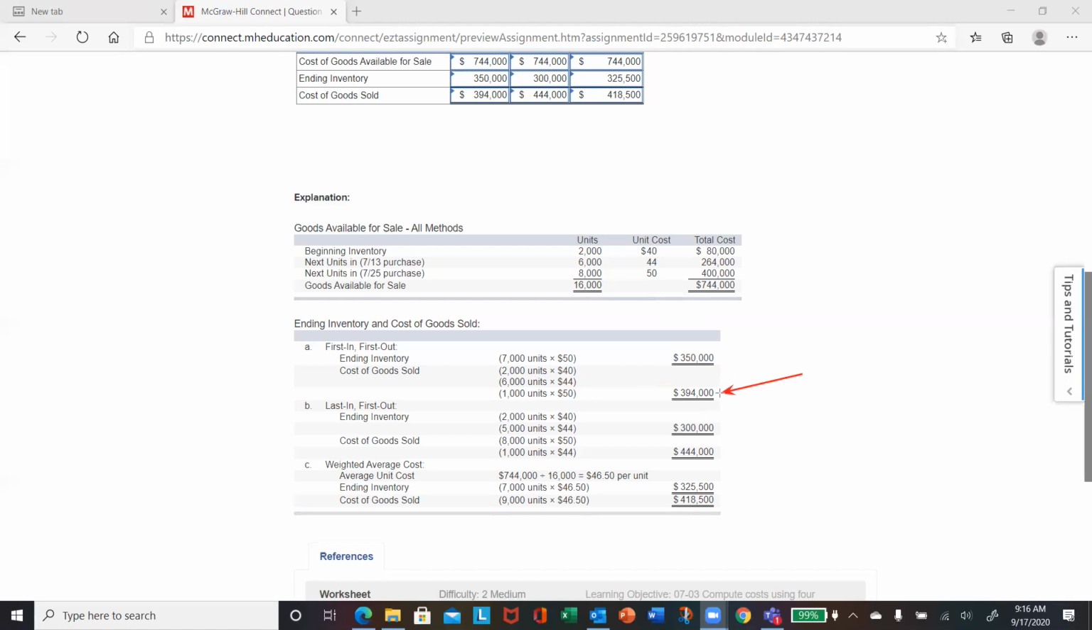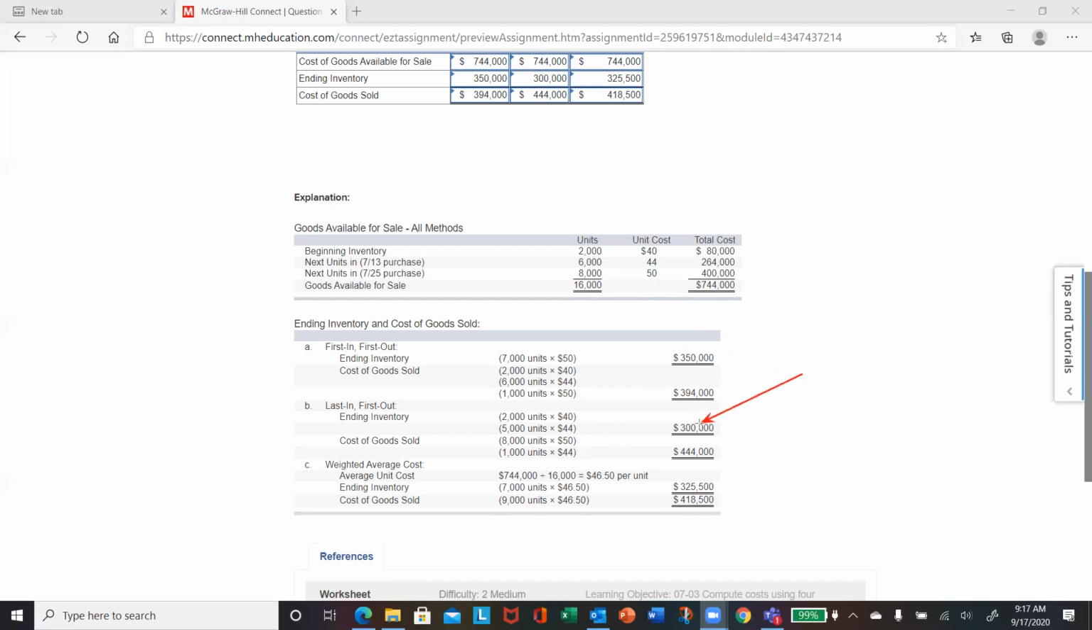Now, under LIFO, it's going to be just the opposite. Remember, last in, first out. So remember, we've got 7,000 units left of inventory. We know we're going to have 2,000 units at 40, because last in, first out, you don't touch the beginning inventory. And then you'll have 5,000 units from this pool. So they're showing you that right here. Ending inventory would be 2,000 at 40 and then 5,000 at 44, so 2 and 5, there's your 7,000 units. You'd have ending inventory at 300,000.